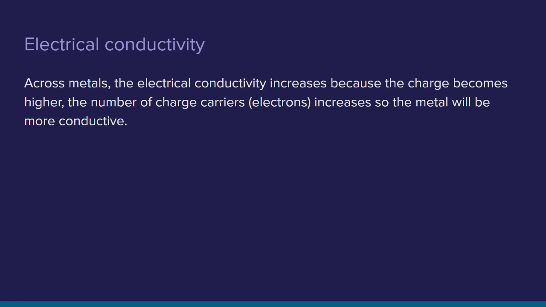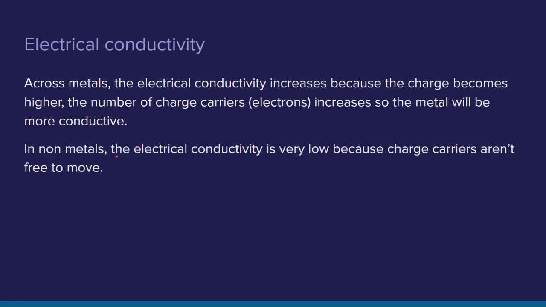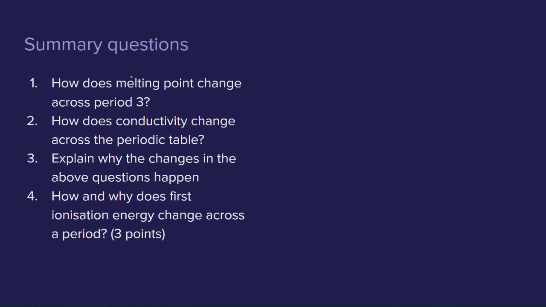Electrical conductivity. Across metals, the electrical conductivity increases because the charge becomes higher, and then the number of charge carriers, which is electrons, could also be ions, but not in this case, increases, so the metal will be more conductive. In non-metals, the electrical conductivity is very low because the charge carriers aren't free to move. That's the electrons again in this case. And that's the end of that topic.